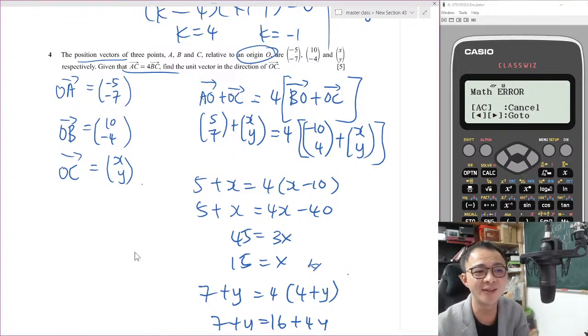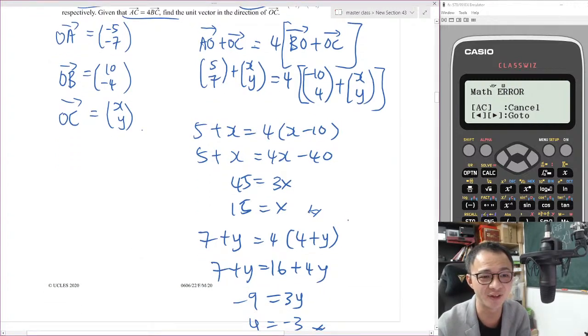Will paper 1 be easier than paper 2? No, for me, paper 1 and paper 2 are the same. There's not much difference.